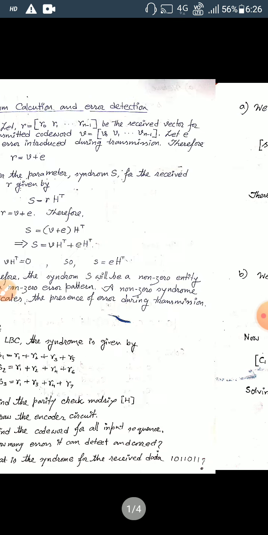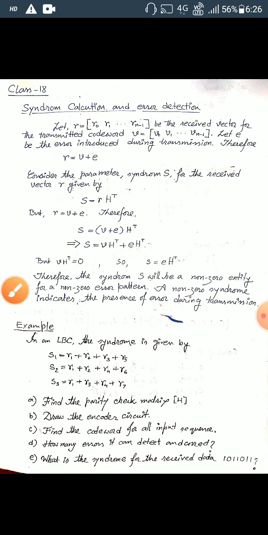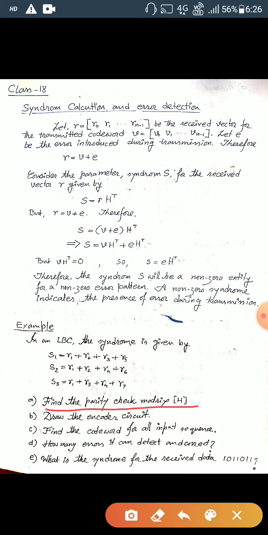Same way, the second column for the H transpose is 1 1 0 1 0 1 0. That one you just apply as the row, that is 1 1 0 1 0 1 0. So you ultimately get the value for H, the parity check matrix, and that is the answer to the first question. Okay, now the question is that you have to draw the encoder circuit for question number B.